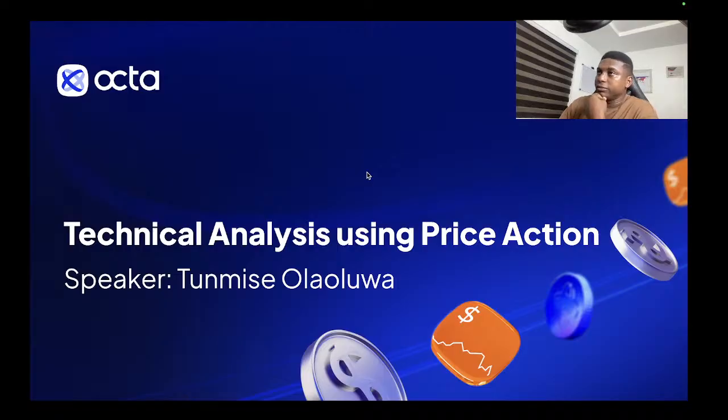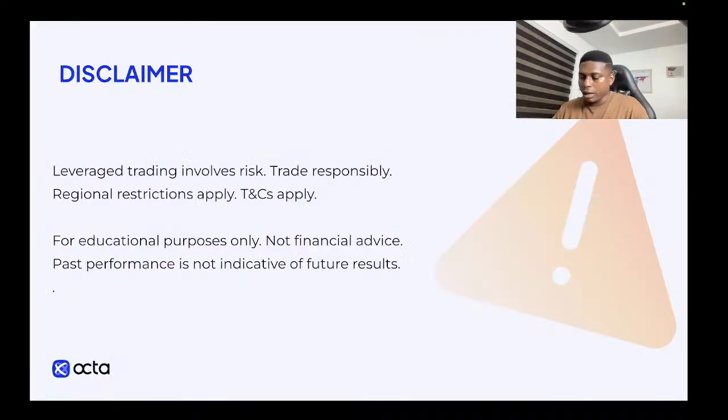So today we'll be looking at technical analysis using price action, and my name is Tunmise Olaoluwa. Now, a quick disclaimer: leverage trading involves risk, so you have to trade responsibly. Regional restriction applies, so check our terms and conditions. Understand that this webinar is for educational purposes only and not financial advice. Past performance is not indicative of future results.